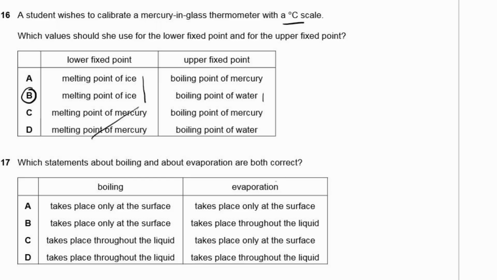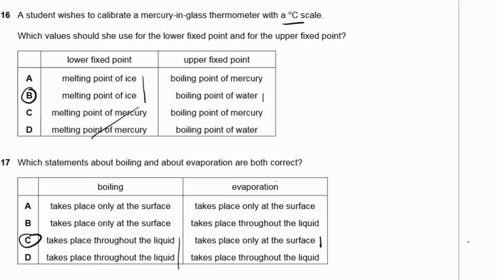Question 17. Which statements about boiling and about evaporation are both correct? Boiling takes place throughout the liquid. Think of it when you boil a kettle. So what does that mean? Well, these two are possibilities. And evaporation only occurs at the surface of the liquid. There we are. So it's option C.